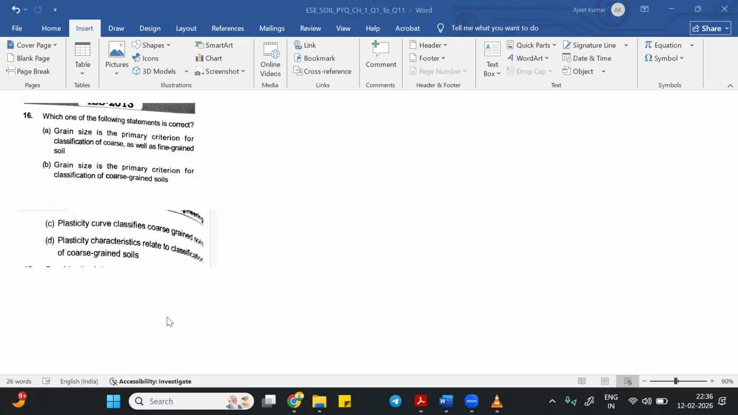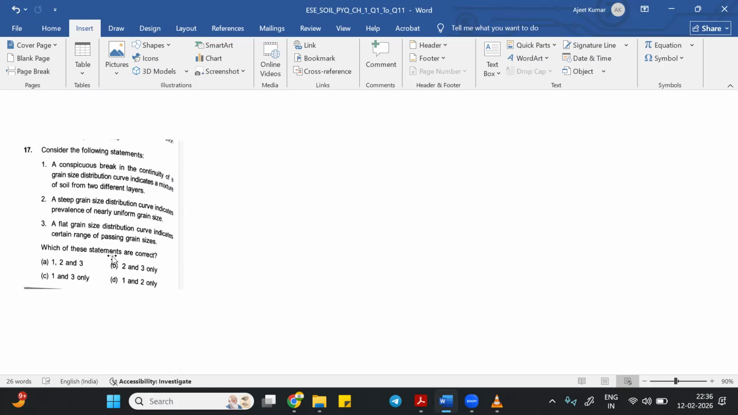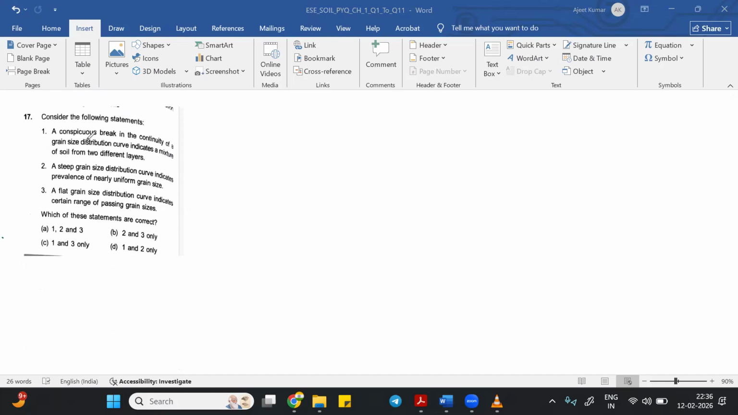Next is question number 17. Consider the following statement. A conspicuous break in the continuity of a grain size distribution curve indicates a mixture of soil from two different layers. Yes, this statement is correct. A steep grain size distribution curve indicates prevalence of nearly uniform grain size. Yes, this is also correct. A flat grain size distribution curve indicates a certain range of passing grain size. This is also correct. So option A will be the correct answer.